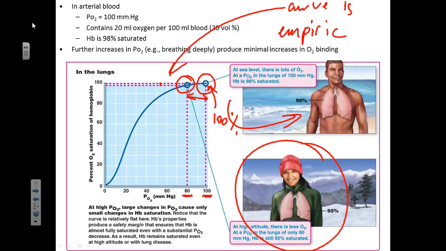one of the questions that I sometimes hear is why this curve looks this way at the higher pressure and it looks this way at the lower pressure. Well, it's just us. Now, one of the consequences of that is that at the higher altitude, or at the lower altitude, it doesn't matter how deep you breathe or how rapidly you breathe, it produces very little increase in binding of oxygen.